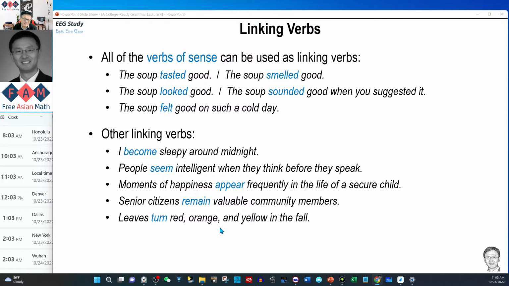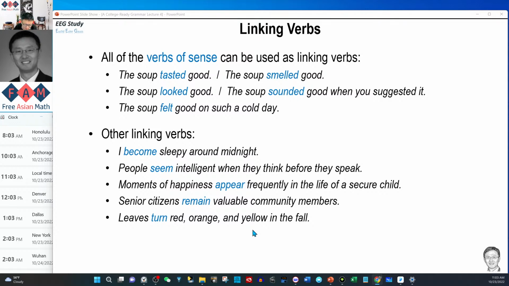We have different types of linking verbs, but the key is to tell whether it really links the subject to a complement. Okay, so leaves turn red, orange, and yellow in the fall. Turn, we can just say the leaves are red or orange or yellow, but of course there's a time constraint here.